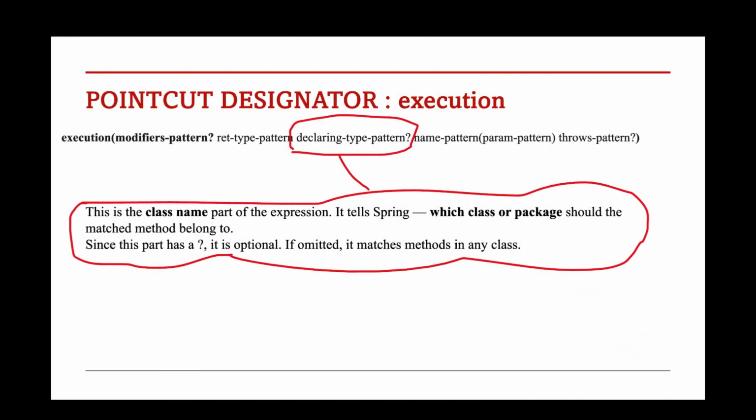Alright, next part. Declaring type pattern. This is the class name part of the expression. It tells Spring which class or package should the matched method belong to. And notice, this part has a question mark. So it is optional. But in real applications, you will almost always include it. Because without it, your pointcut could match methods from any class in your entire application. That is usually not what you want.